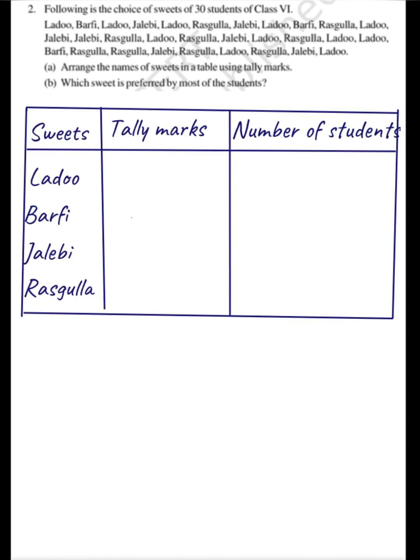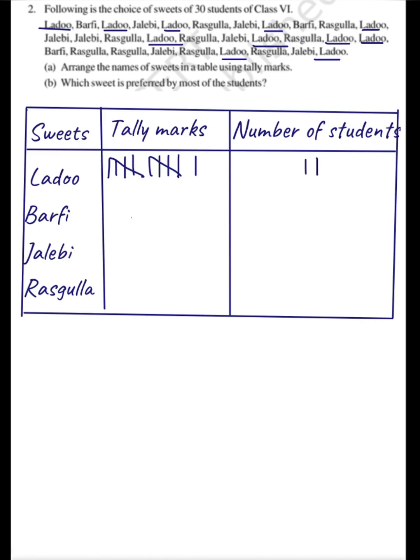Just like the first question itself, first let's write the name of the first sweet, which is laddu, and you have to count how many laddus there are. 1 2 3 4 5 6 ... 11. So 11 students like laddu. How will you mark this 11 using tally marks? 1 2 3 4 5 6 7 8 9 10 11. In this way you have to mark.